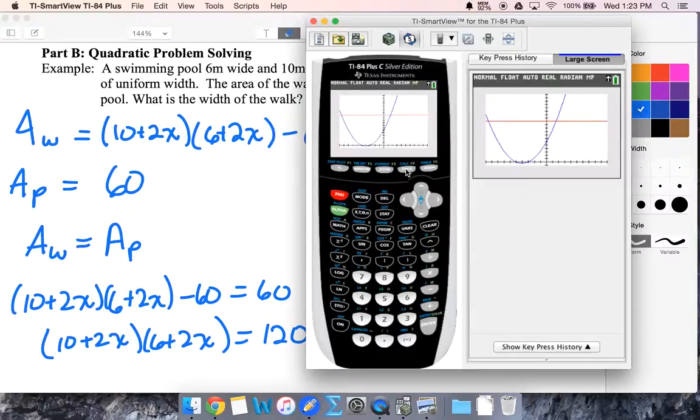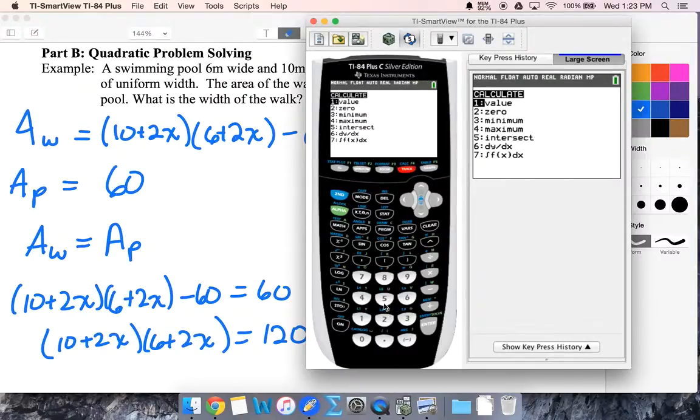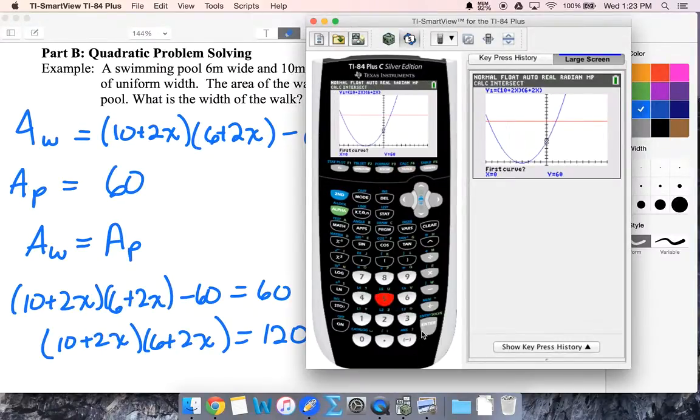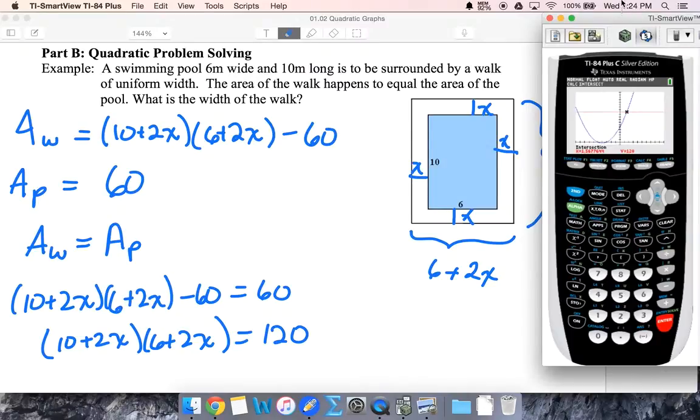So I'm going to calculate the intersection point, that's number 5. My first curve is the parabola, my second curve is that straight line, and my guess is that it looked somewhere in between, so I'm going to call it 1.5. And again, our guess is always the x value. All right, so here is my x value, and it is a decimal, so let's slide this over here.